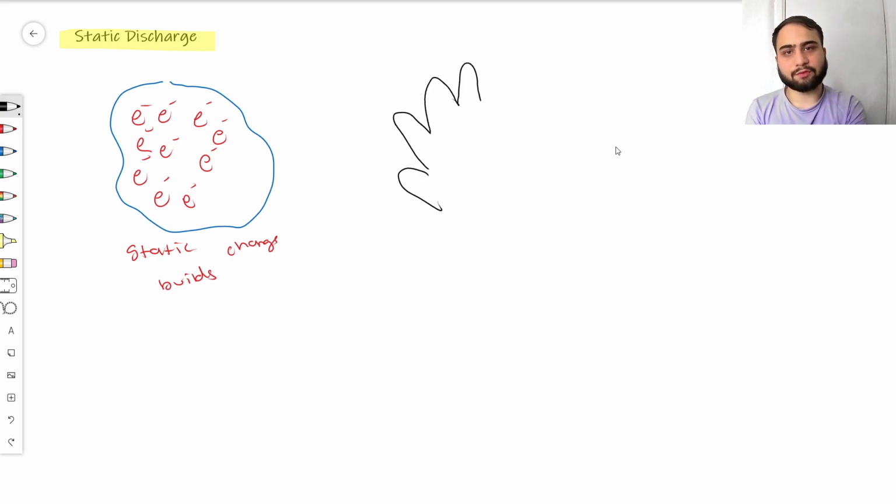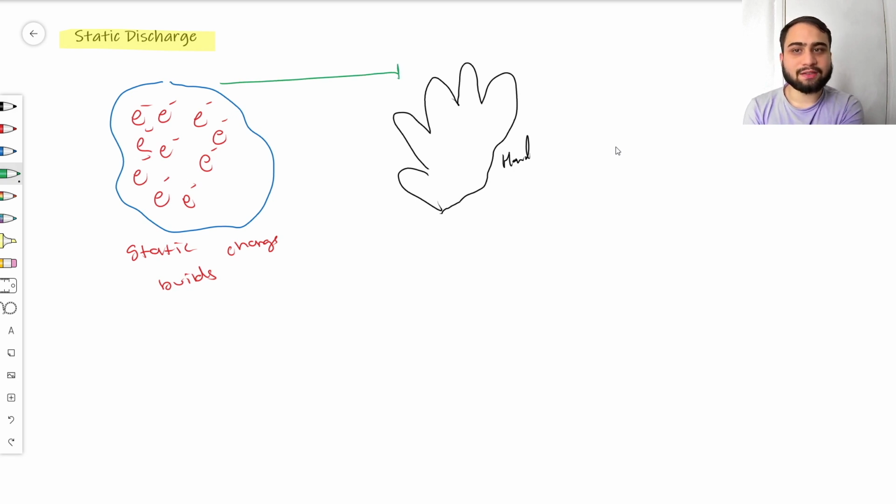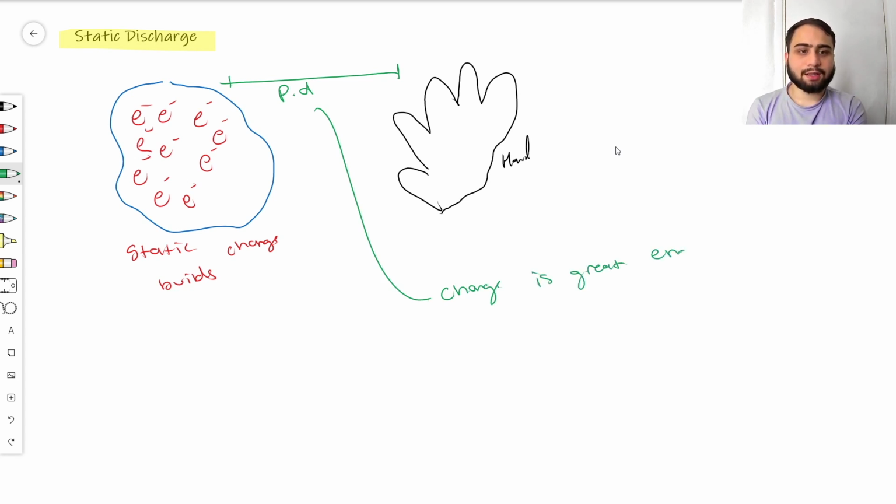1, 2, 3, 4, 5. I know that's a bit deformed, but oh well. Let's label it just hand. Once the size of the charge on the cloth becomes high enough, a potential difference develops between my hand and the cloth. The potential difference. Okay, now eventually when the charge is great enough, electrons can actually jump across this gap to my hand, right? And that discharge of electrons, static discharge, is what we call a spark.